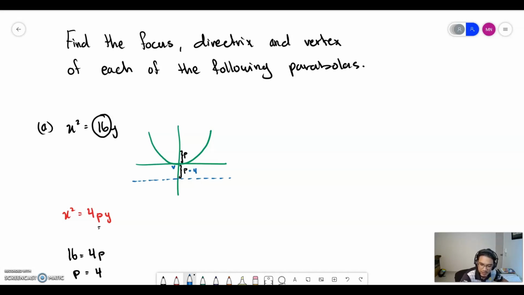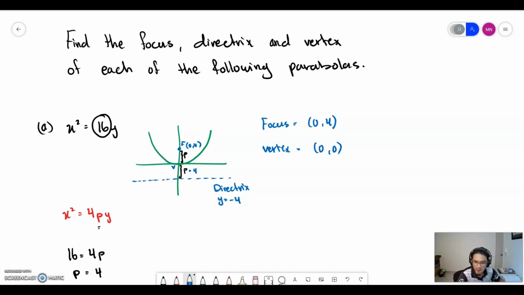Okay, then we can say the directrix is y equal to negative 4. And then the focus of our parabola has a position 4 above the vertex. So the focus will be right here, at the position (0, 4). Okay, so we can write down that the focus equals (0, 4), and the vertex is at the origin of our graph.